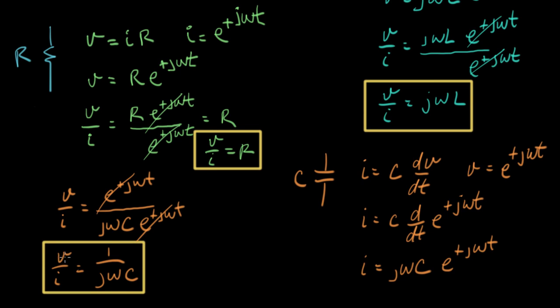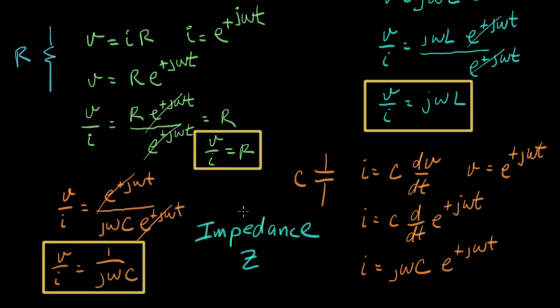So this says that the ratio of voltage to current in a capacitor depends on the value of the capacitor, of course, and it also depends on frequency. So just like with the inductor, we have a frequency term in here. So now we're going to give this ratio of voltage to current in all three cases a special name, and that name is impedance. And the symbol we often use for impedance is a Z.